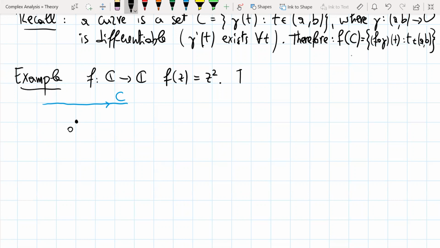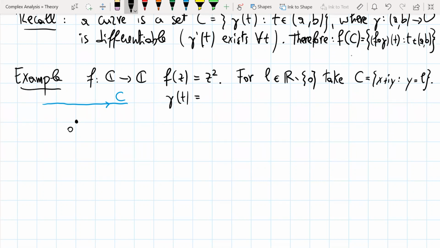So for L, a real number different from 0, we take as C all the points x plus i y, such that the y coordinate is equal to L. So this is the curve we are considering here. And now, how can we parameterize this curve? This is easy. The x coordinate is free, so this is a variable t, and then the y coordinate is fixed, so iL.